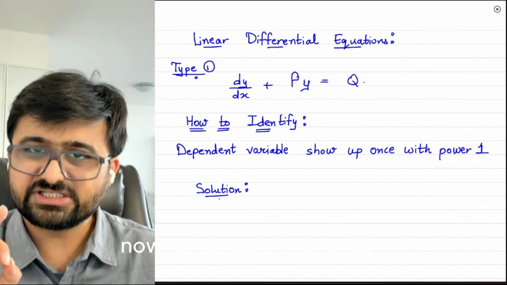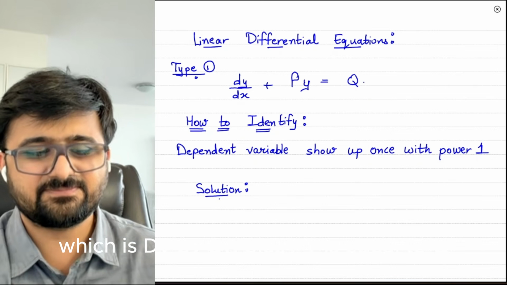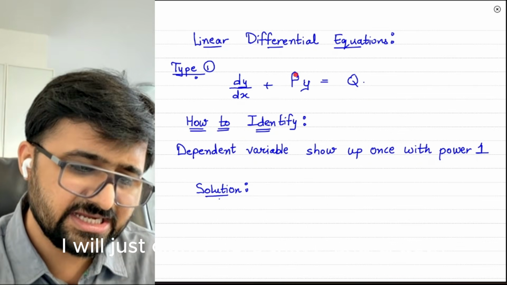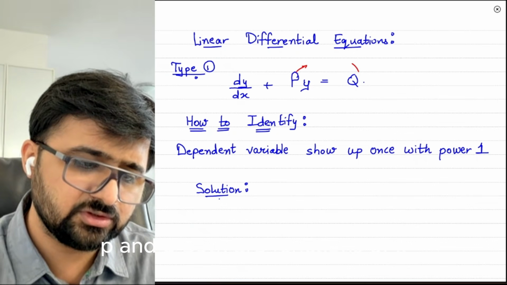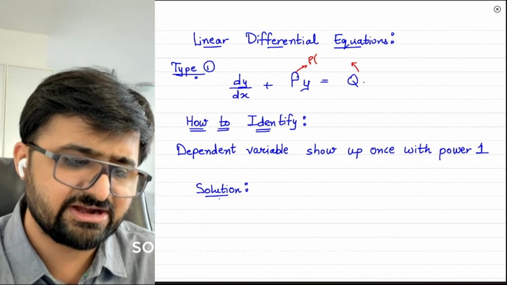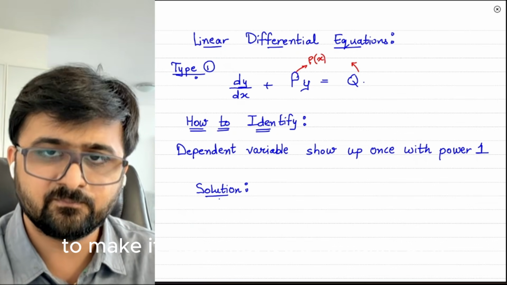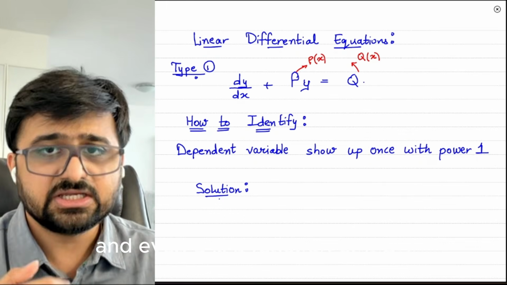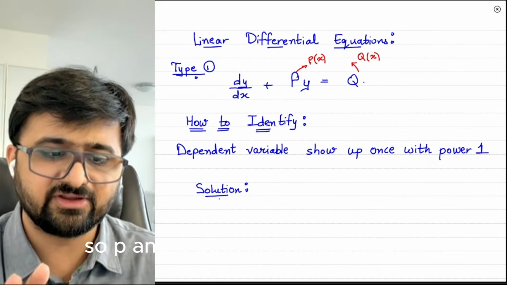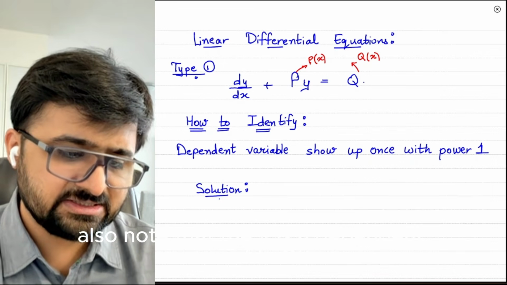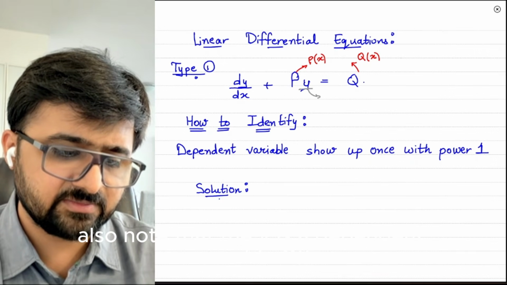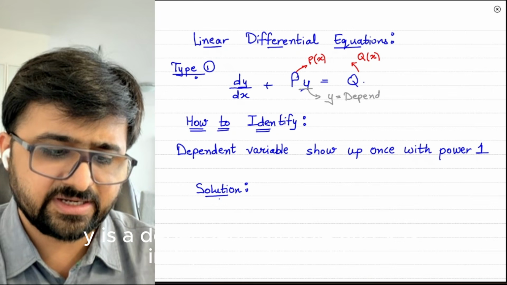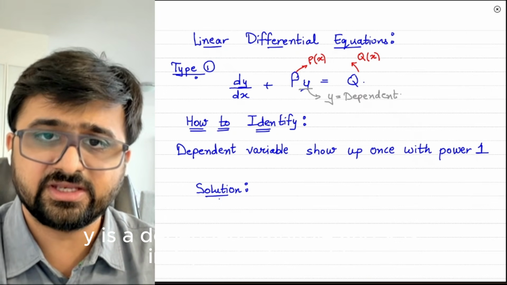Now let us start with type 1, which is dy by dx plus py is equal to q. I will just clarify here that P and Q both are functions of x. So I'll just write P as P of x to make it clear that it's a function of x, and even Q is a function of x. Also note that y is a dependent variable, and x is the independent variable.